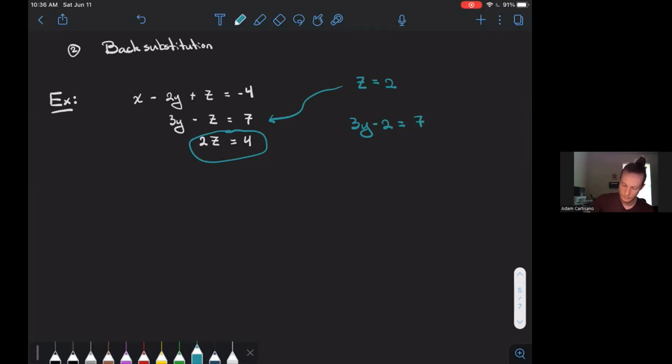So 3y equals 9, which tells us that y has to be equal to 3. So z is equal to 2 and y is equal to 3. We can plug both pieces of information into the first equation, which will then read x minus 2 times 3 plus 2 equals -4. x minus 6 plus 2 equals -4. x equals 0.